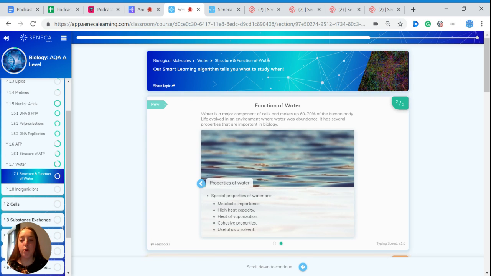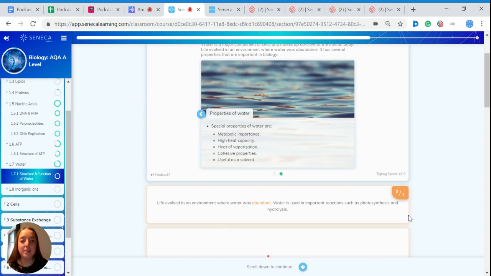There are some special properties of water, and those are its metabolic importance. It's got a high heat capacity. It's got a high heat of vaporization. It's got cohesive properties, and it's useful as a solvent as well.